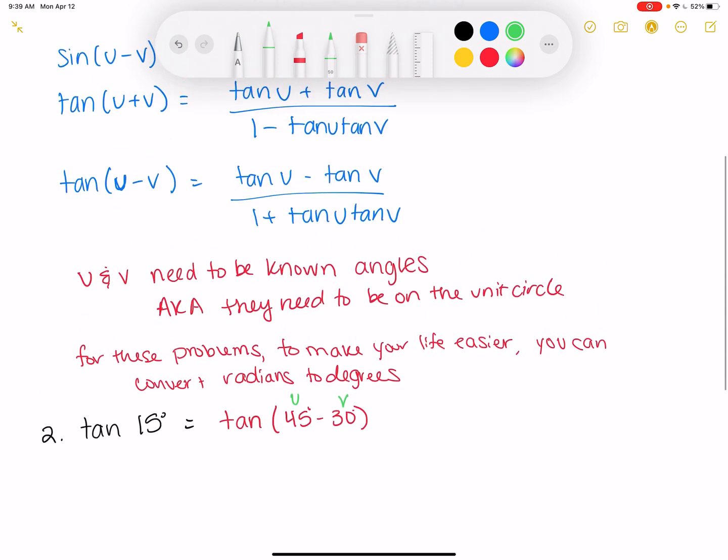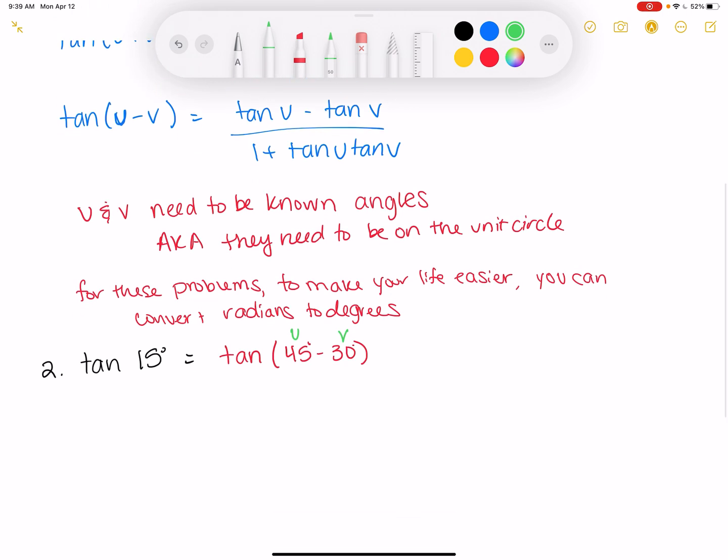Alright, I guess I need the formula. I'm going to try to leave it here for just a second. So we need this tangent of u minus v. Do we have to use u and v? No. I'm just doing it to show you with the formula that's written here. I'm not going to usually write the u and the v.